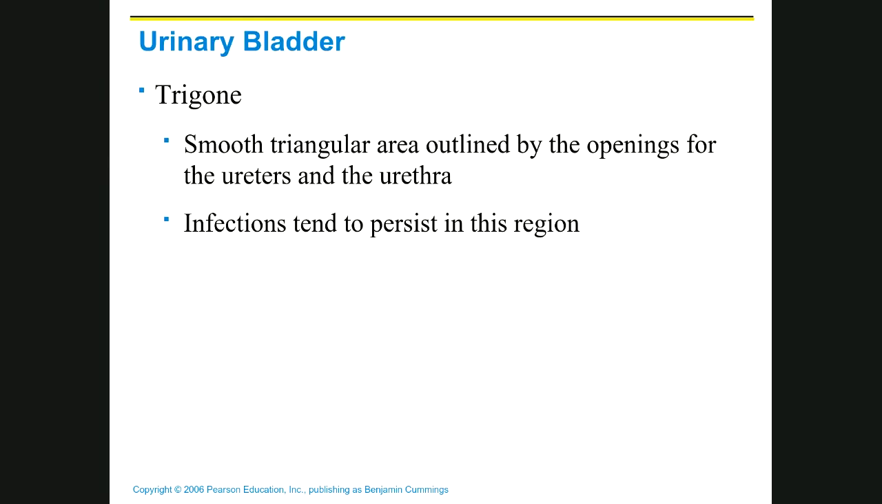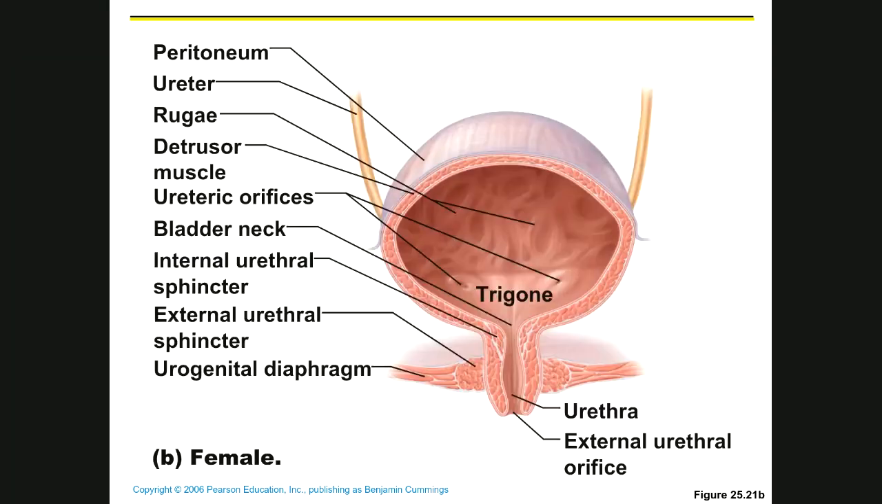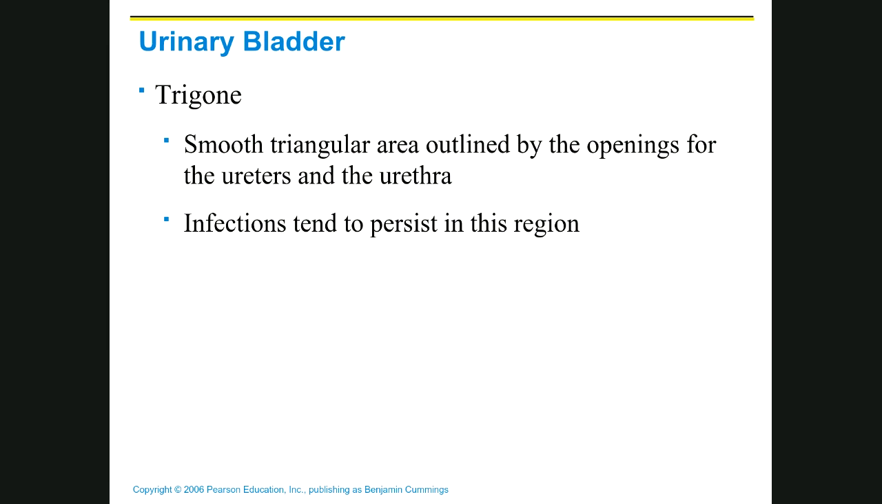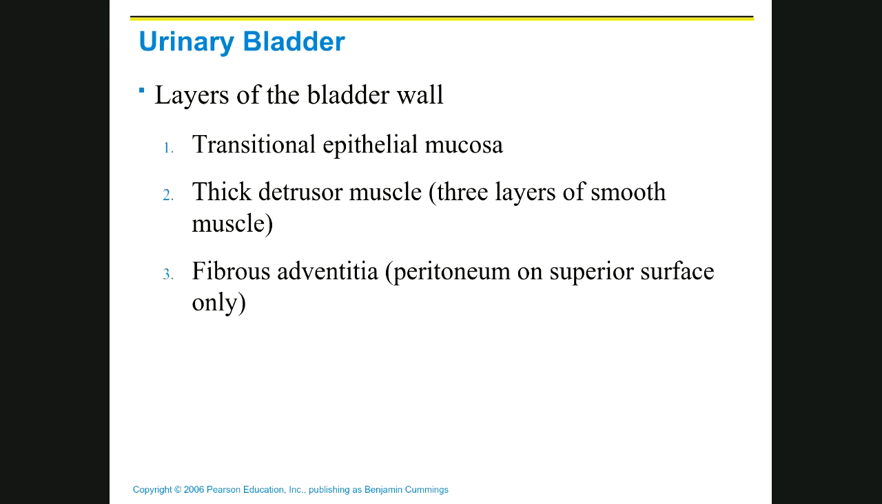If you look at the bottom part of the urinary bladder, there's a triangular shaped smooth layer right here. And the urine just sort of slides across it down toward the urethra. It's called the trigone. And then remember, we have transitional epithelium. We have this detrusor muscle. There's also connective tissue.